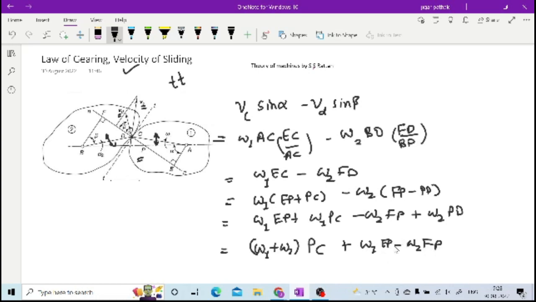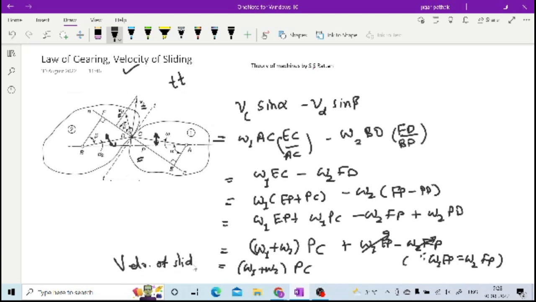Now as we have derived the law of gearing, omega 1 EP is equal to omega 2 FP, right? So it will be 0. This will cancel out and it will be 0 because omega 1 EP is equal to omega 2 FP. So what we are left with is omega 1 plus omega 2 into PC. So this is nothing but the velocity of sliding, right?